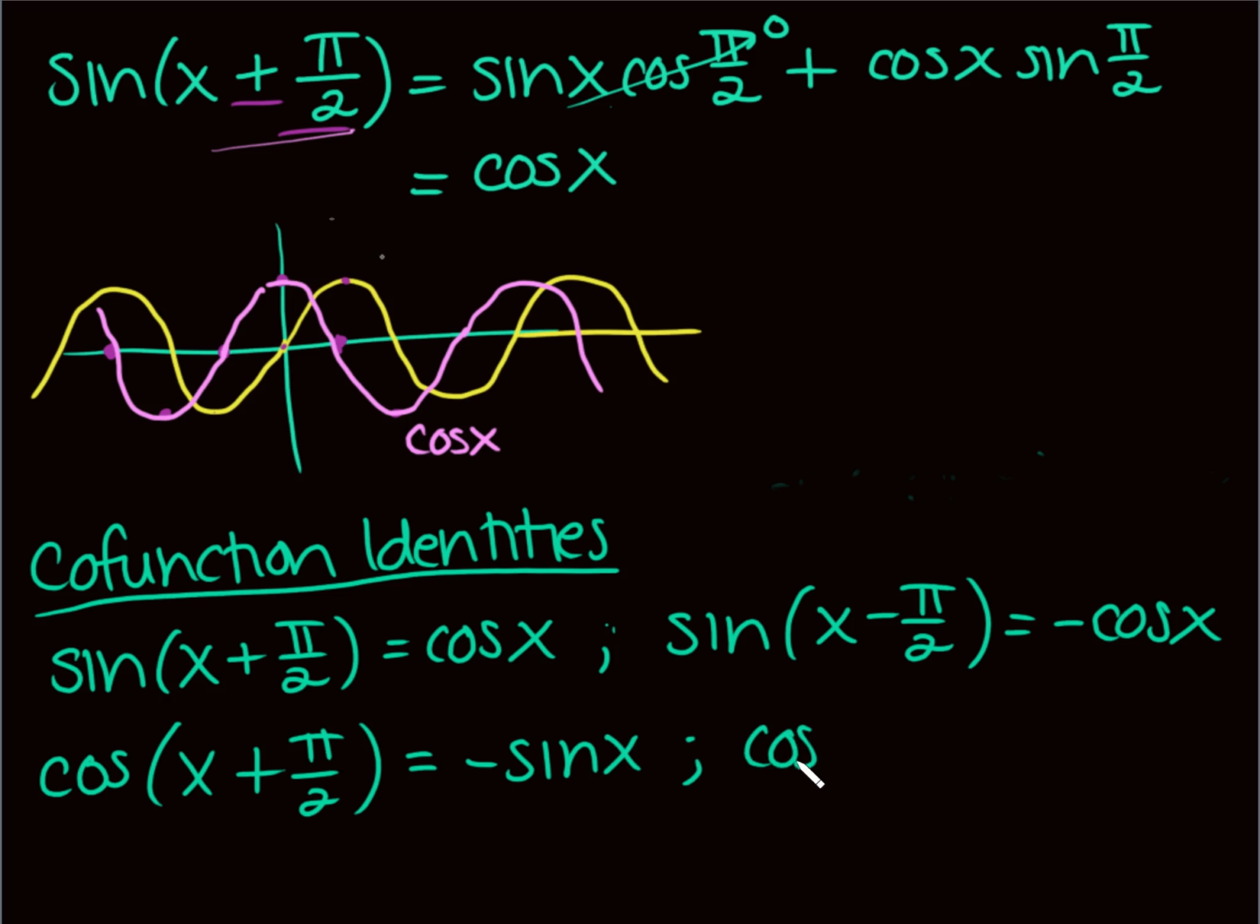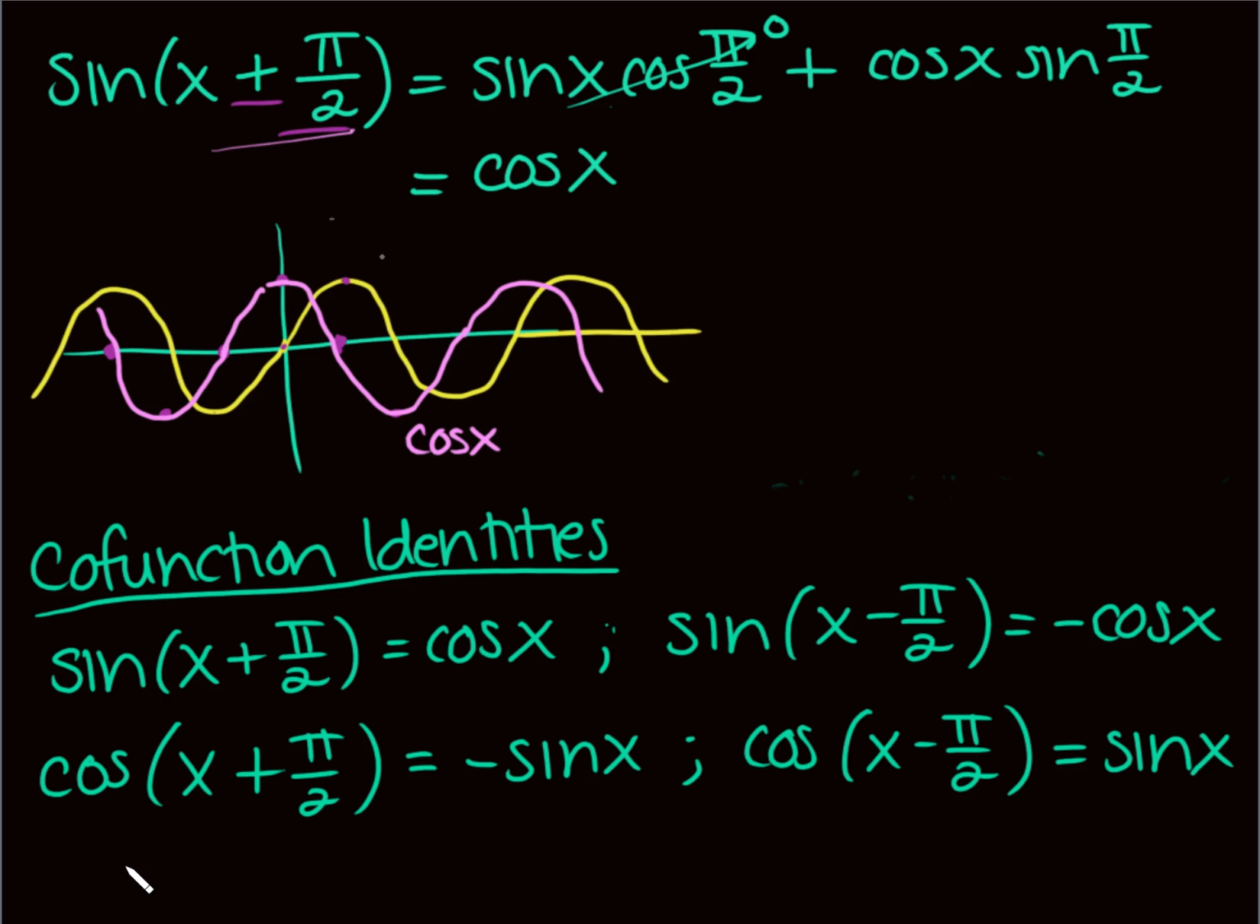And then cosine of x minus pi over 2. Remember, cosine's an even function, so if we switch it to pi over 2 minus x, it's going to give me the same thing, because the cosine of negative x is the same as cosine of x. And so those are some more of the cofunction identities.